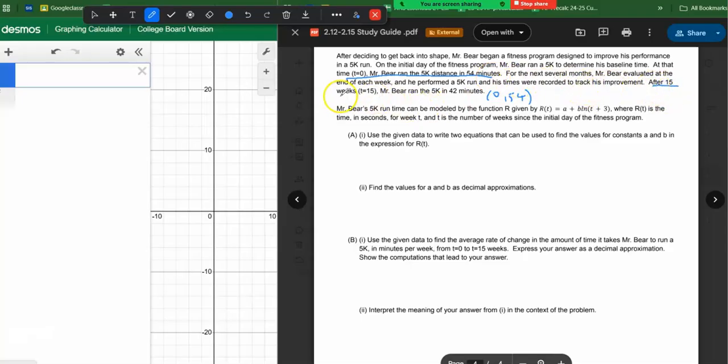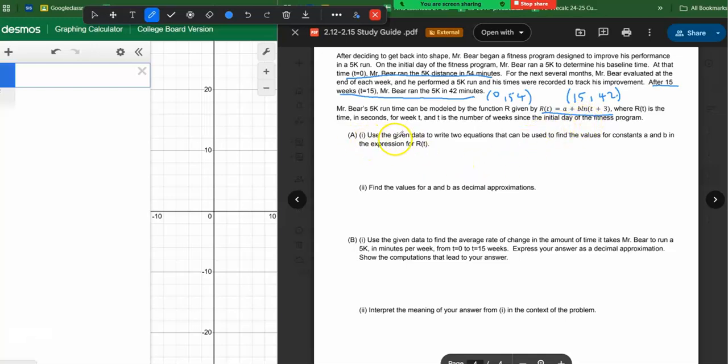After 15 weeks, t equals 15, he ran it in 42 minutes. So 15, 42. His run time can be modeled by the function a plus b natural log of t plus 3, where r represents the time in minutes and t represents the number of weeks since the initial program. I look at it and I'm thinking, ooh, that does not look like the regular regression we've been doing. That's the special one, so it tells me I need to customize it. I'm going to keep that in mind.